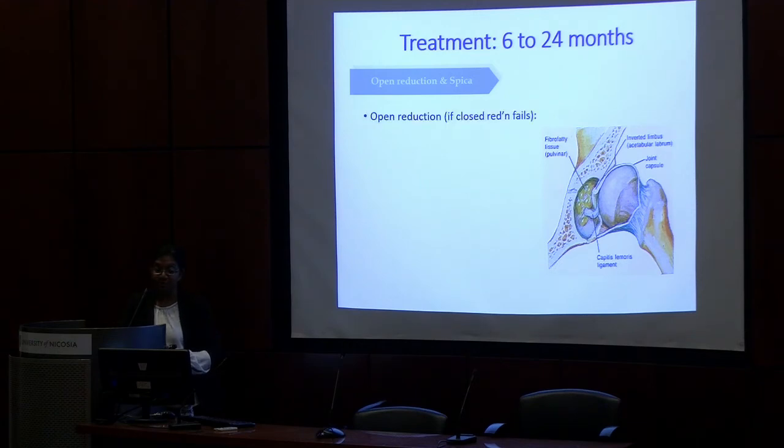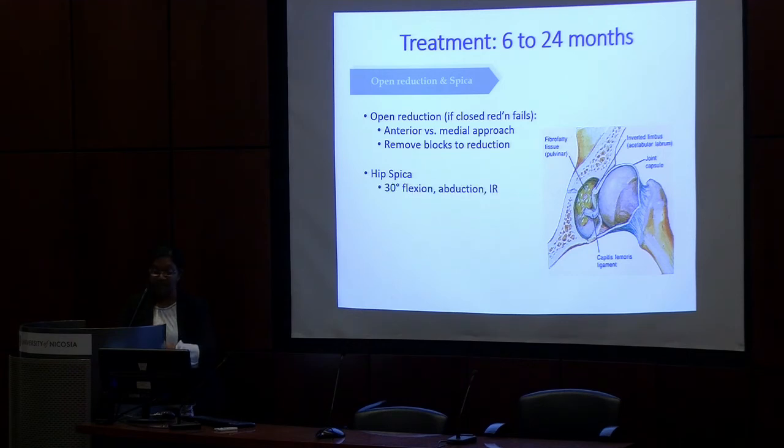Then you have to do an open reduction. And there's two ways to do it. You can either approach the hip anteriorly, right directly in front, or medially through the groin. And then when you do that, you're trying to remove all the blocks to reduction that are in the joint and outside the joint in order for the femoral head to sit in the joint.